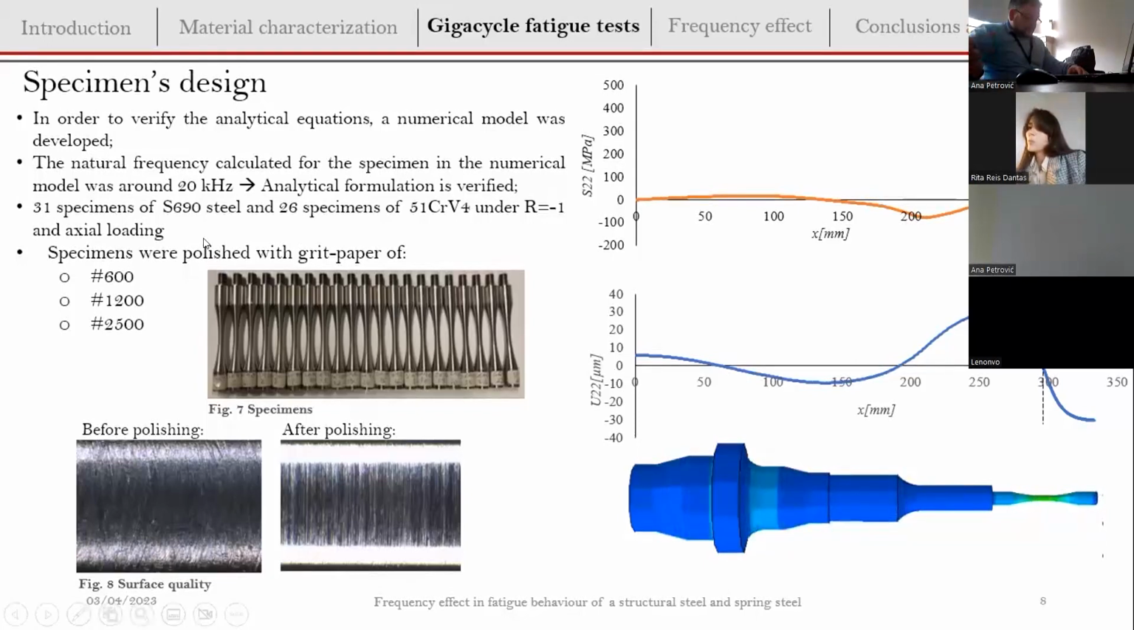Another aspect that we need to be very careful is the surface quality. We need to polish our specimens after the machining process, and here you can see a figure of our surface quality before and after the polishing.